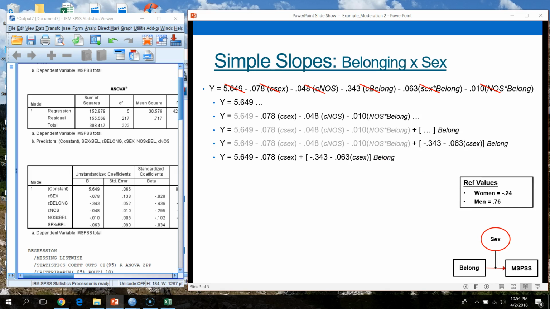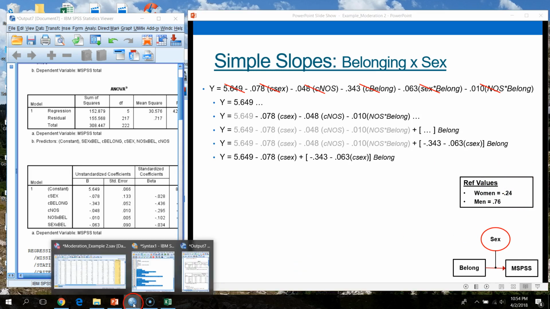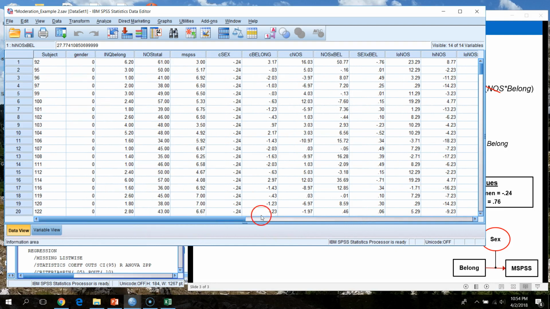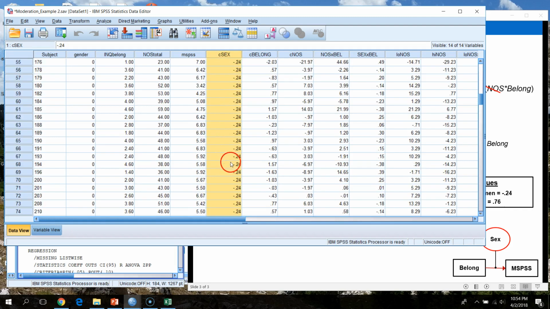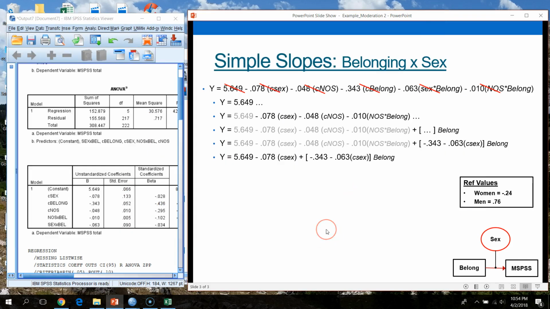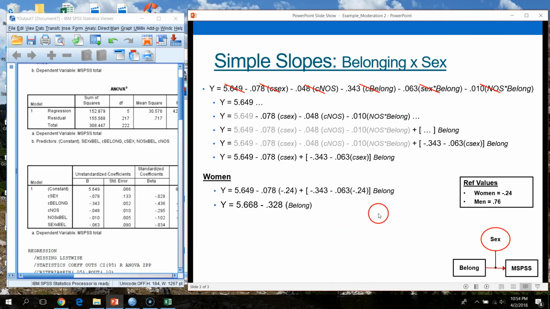For your reference values for women and men, recall that we had originally coded women 0, men 1, but when we centered this variable, now women and men take on different values. Women are negative 0.24, men are 0.76. To calculate our simple slopes, we're going to punch those values in, because we ran our model using our centered sex variable, in order to get our simple slopes for the relation of belongingness with perceived support for men and women.